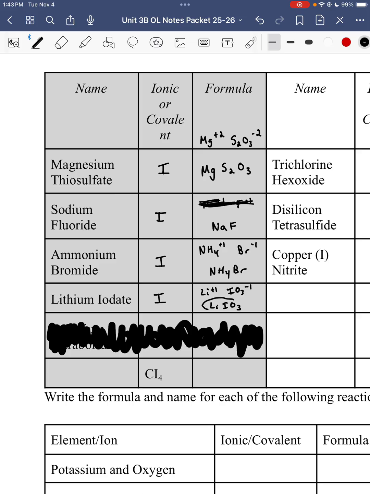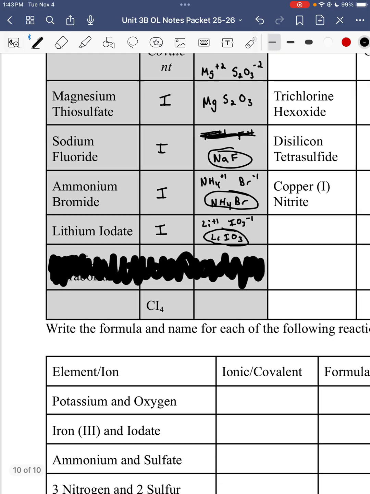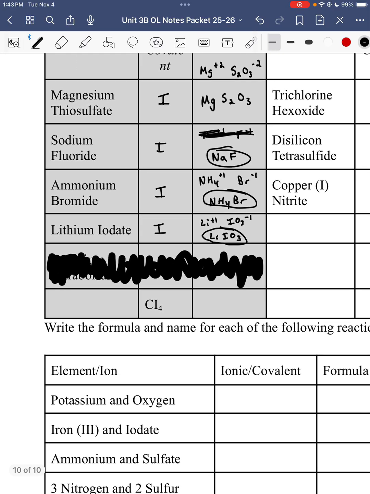Again, the answer that I'm looking for is this part. The part that I'm showing you is just kind of showing my work. Lastly, we have CBr4. This is a covalent compound. Let's see, that was kind of in the wrong place. And so if we're going to name this, we use our prefixes. This is called carbon tetrabromide.